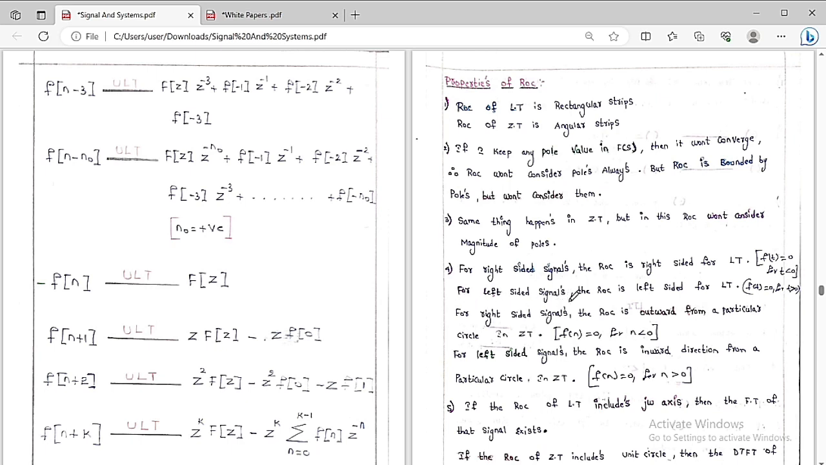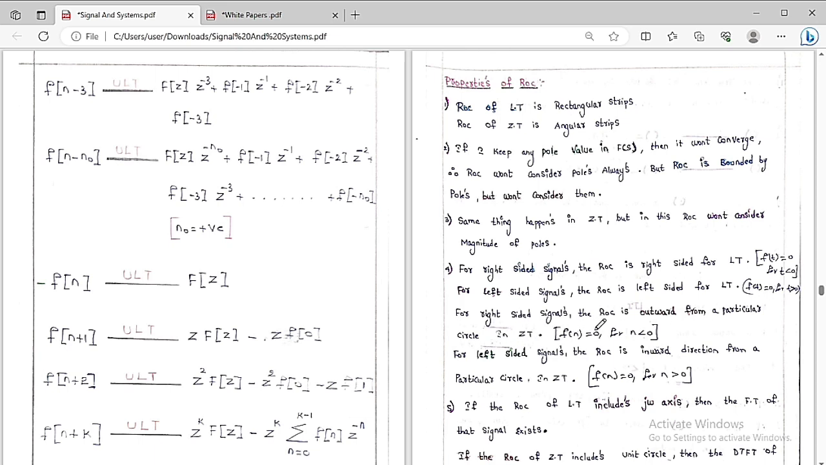For left-sided signals, the ROC is on the left side for the Laplace transform. That means f of t is equal to 0 for t greater than 0. If f of t is equal to 0 for t greater than 0, we say it is a left-sided signal. So definitely the ROC is in the left side for the Laplace transform.